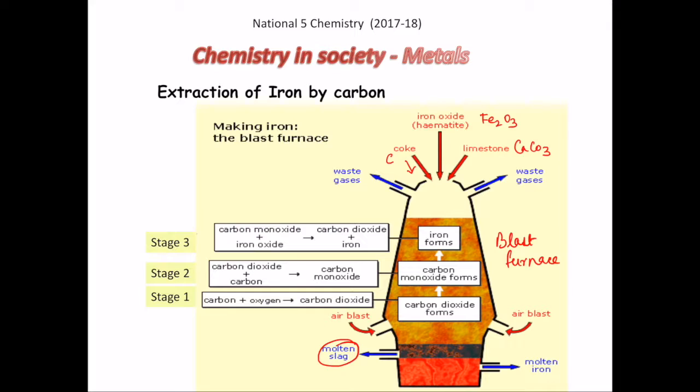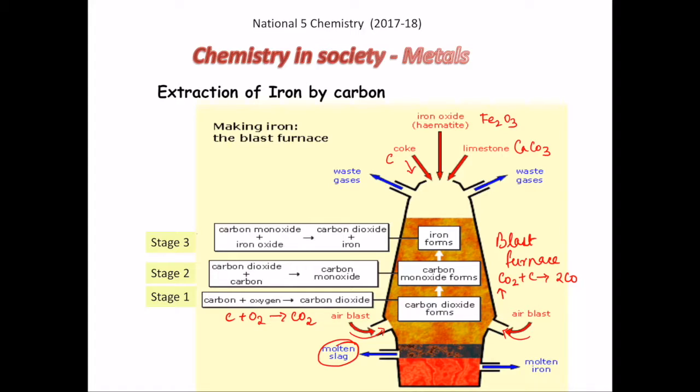Now, the reaction in the blast furnace takes place in 3 stages. To start with, a blast of air is passed from the bottom of the blast furnace. Air combines with carbon to form carbon dioxide. Now this carbon dioxide moves up where it meets with carbon coming from the top and gets reduced. So carbon dioxide plus carbon will give you carbon monoxide.